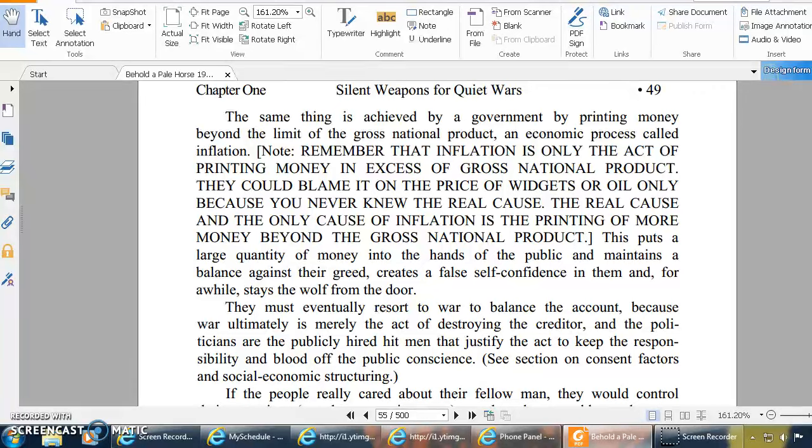The same thing, and this is page 49, is achieved by a government by printing money beyond the limit of the gross national product, an economic process called inflation. Note, and this is William Cooper in the brackets, remember that inflation is only the act of printing money in excess of gross national product. They could blame it on the price of widgets or oil only because you never knew the real cause. The real cause and the only cause of inflation is the printing of more money beyond the gross national product.